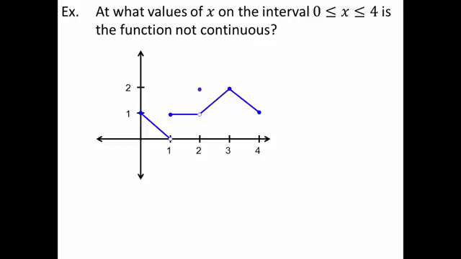At what values of x on the interval 0 to 4 is the function not continuous? Well, let's just go down the list. Step 1, the limit has to exist. Well, if I look right here, at x equals 1, we have a problem. The left hand is going to 0, the right hand is going to 1. Therefore, at x equals 1, I have a discontinuity because step 1 of my continuity definition isn't being satisfied. The limit does not exist.